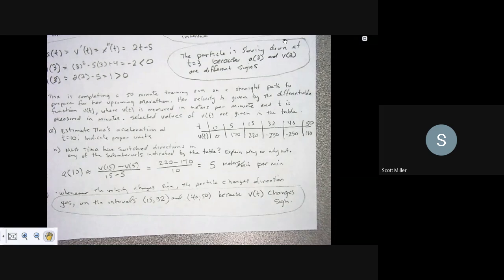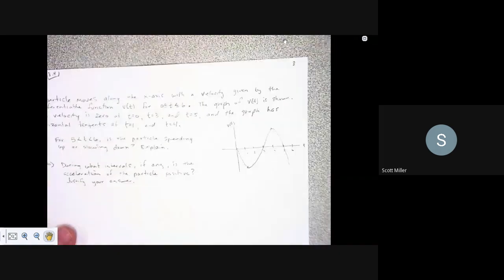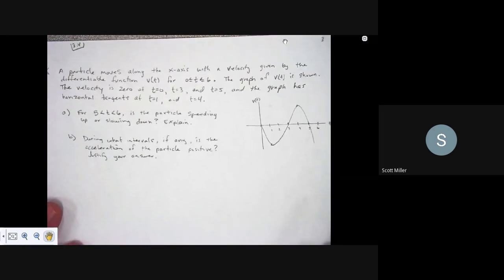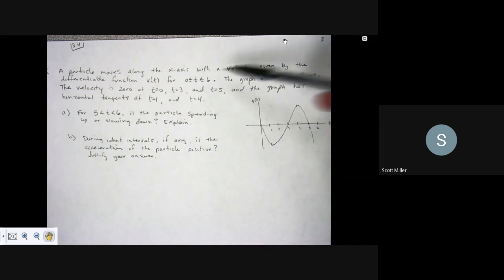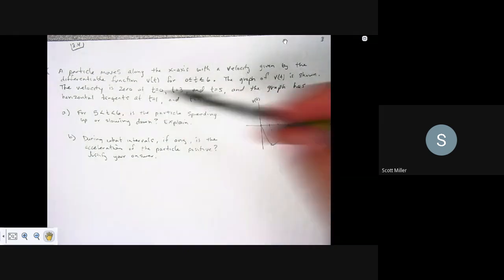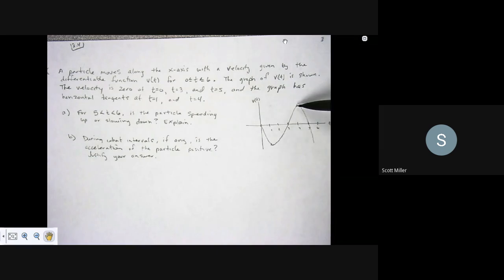Okay? And I have one more example. This one is dealing with a graph that was given. A particle moves along the x-axis with a velocity given by the differentiable function v of t between 0 and 6. The graph of the velocity is shown. This is the velocity graph. The velocity is 0 when t is 0, when t is 3, and when t is 5. And the graph has horizontal tangents at 1 and at 4. Okay?